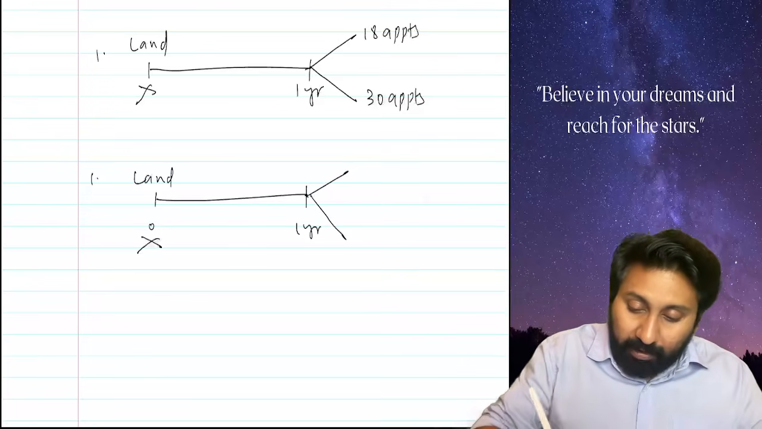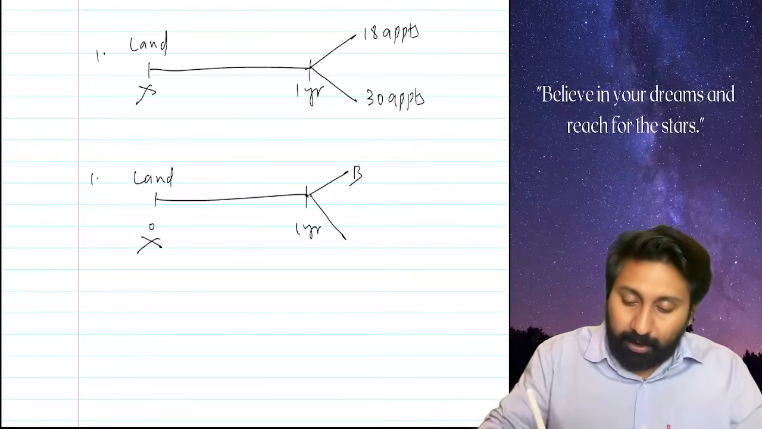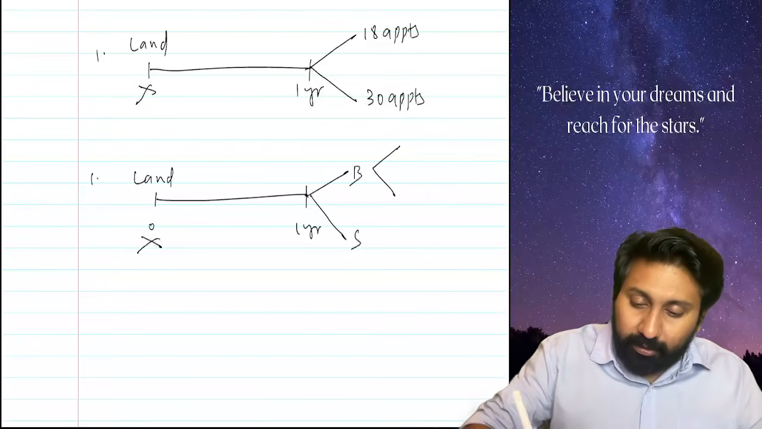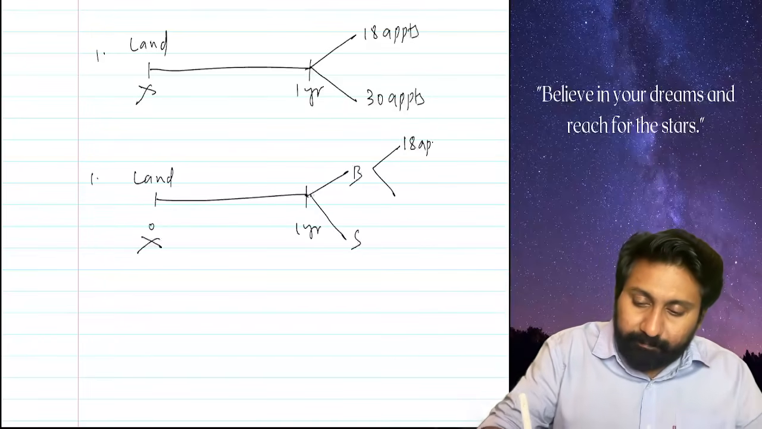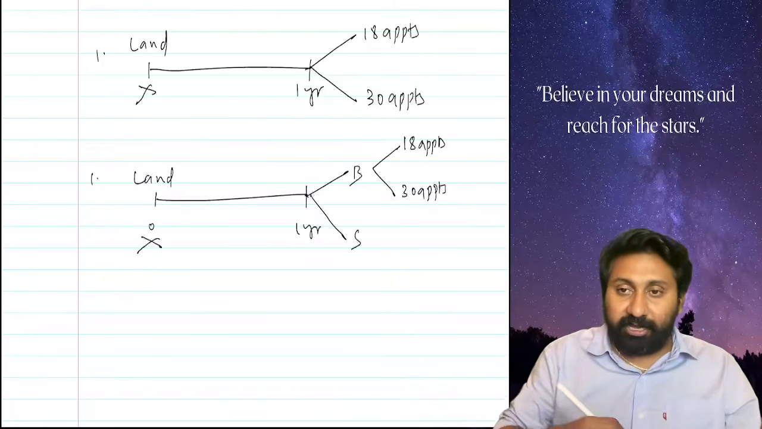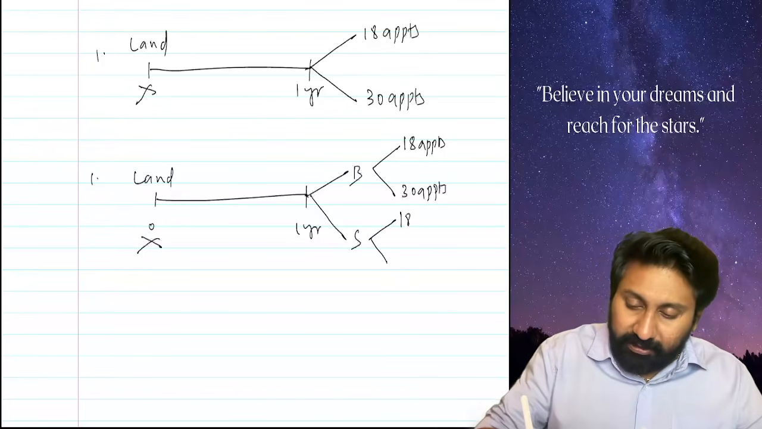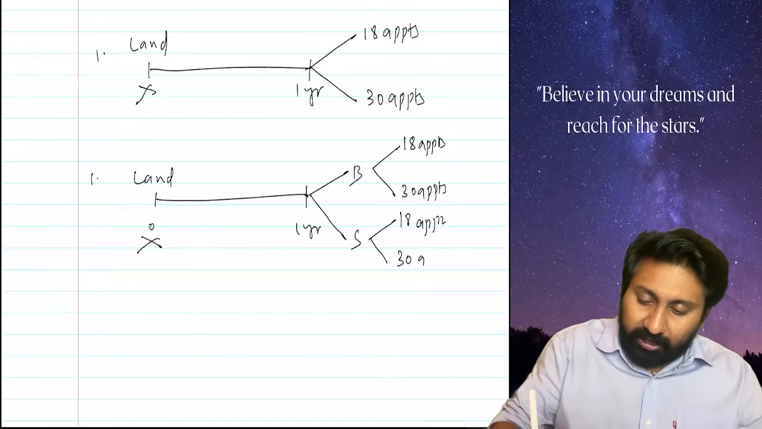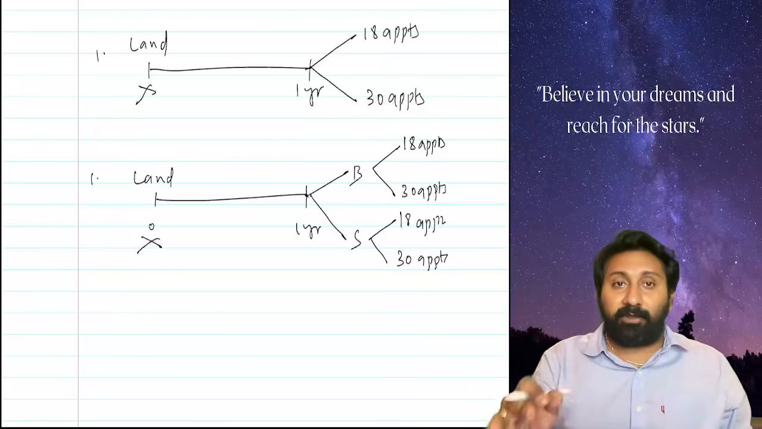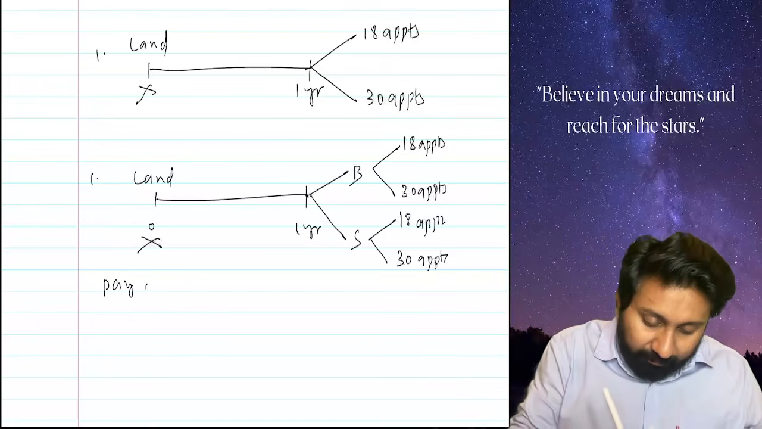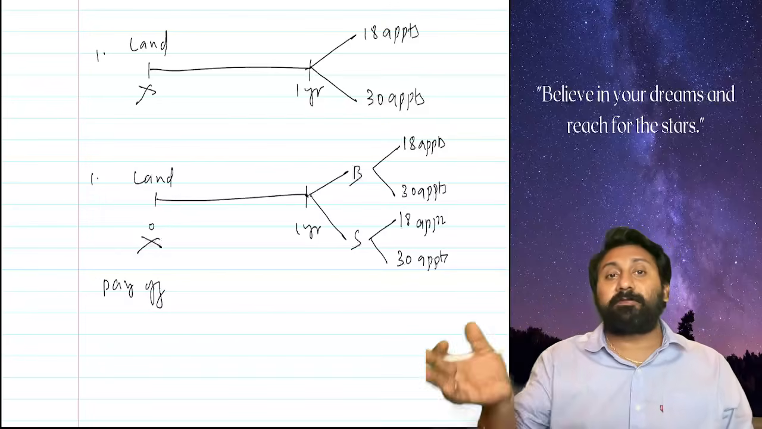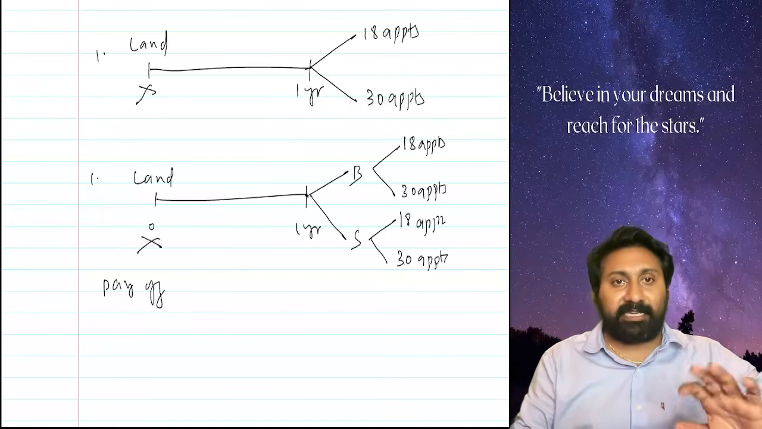Market can be buoyant, market can be sluggish. Market can be buoyant, 18 apartments, 30 apartments. Market is sluggish, 18 apartments, 30 apartments. I can construct in any way. Let us now calculate the payoff. Payoff means like NPV type. Net how much we will be getting after 1 year. Let us check the situations now.